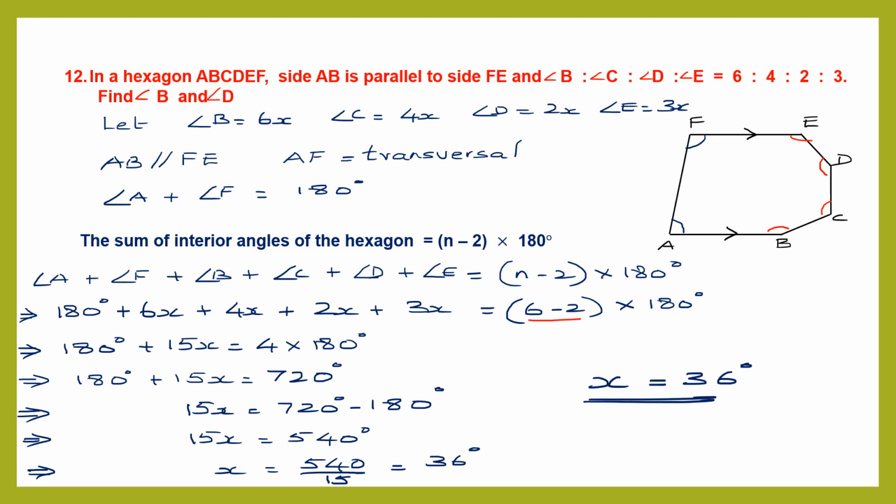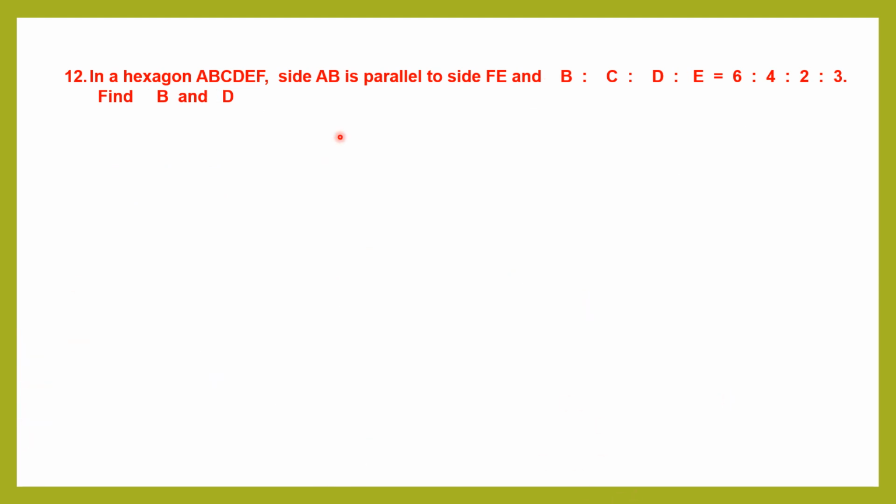Now we have been asked to find angles B and D, and B is 6x and D is 2x. So let's find angles B and D by keeping in mind that x is 36 degrees. So now that we know that x is 36 degrees, let's write that here: x is equal to 36 degrees. Now we have to find angle B, and angle B is 6x. That means 6 into x, and x is 36. So 36 into 6 is 216. So angle B is 216.